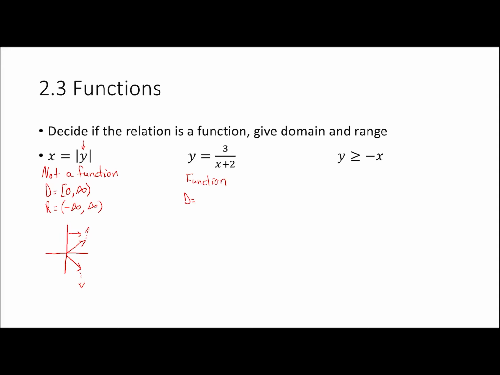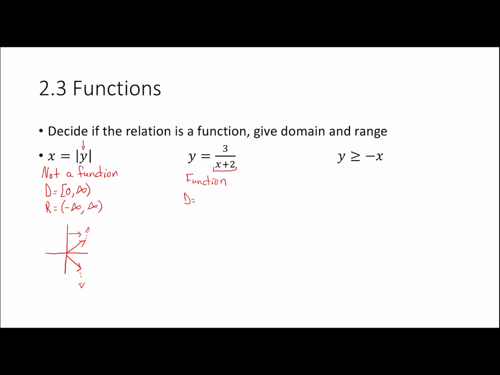Now, domain and range. For the domain, again, it's the x values. Well, what do we do when we put a number in for x? We're going to add 2 to it, and then we're going to take 3 and divide by that number. And you may remember from chapter 1, you cannot have a 0 in the denominator because you can't divide by 0, right? So if this x plus 2, whatever number we put in, becomes 0, well, then we have a problem, because we can't say 3 divided by 0.